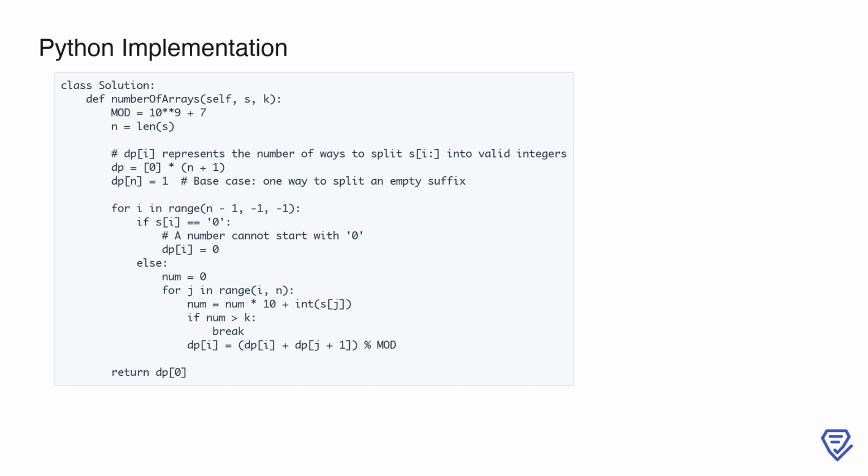4. Return the result. After processing all indices, dp[0] contains the number of ways to split the entire string s into valid integers, which is returned as the result. This approach ensures that the solution is computed efficiently in O(n squared) time in the worst case, where n is the length of the string s. The use of modular arithmetic ensures that the result does not overflow for large values of s and k.